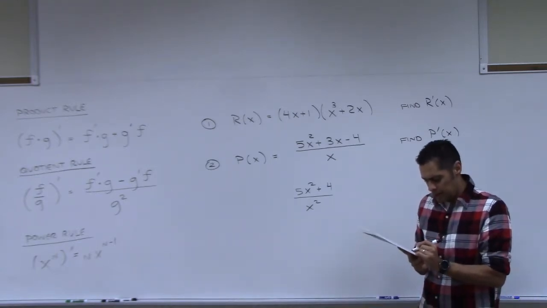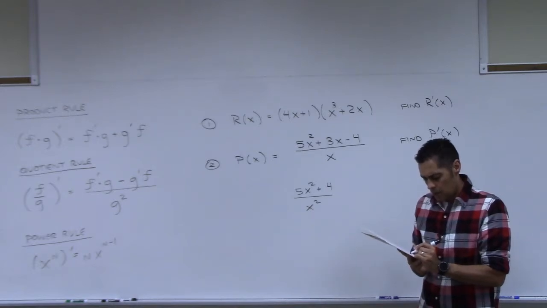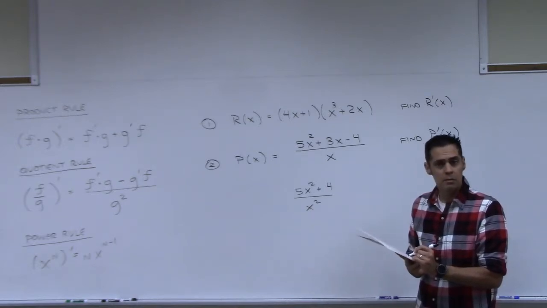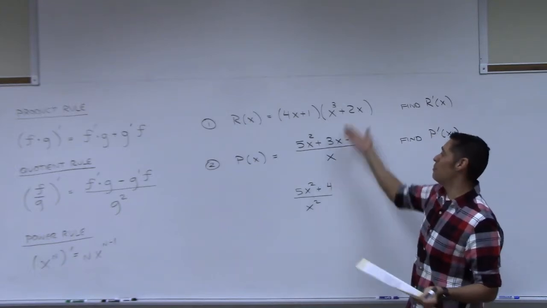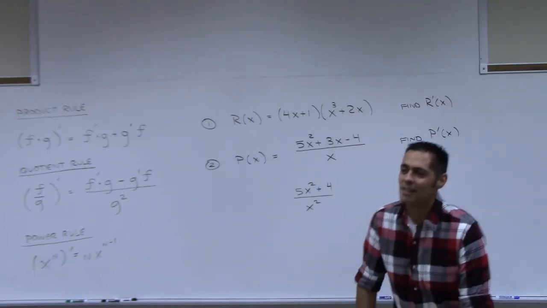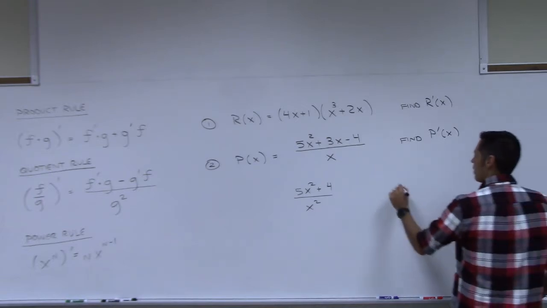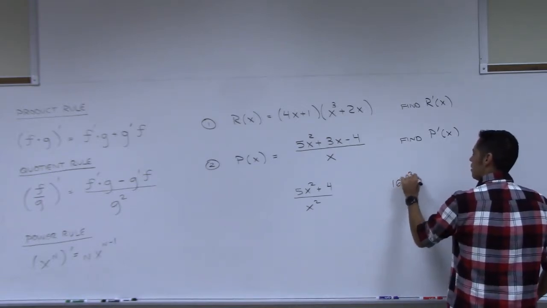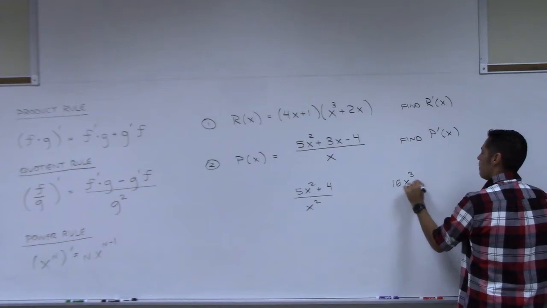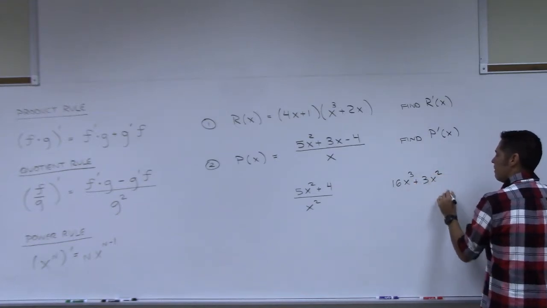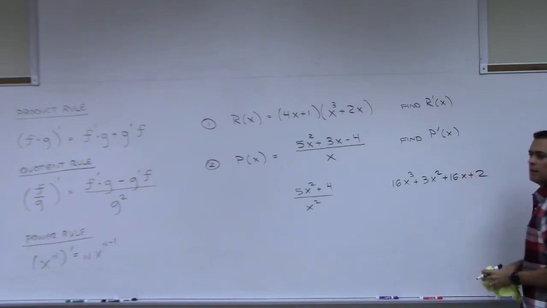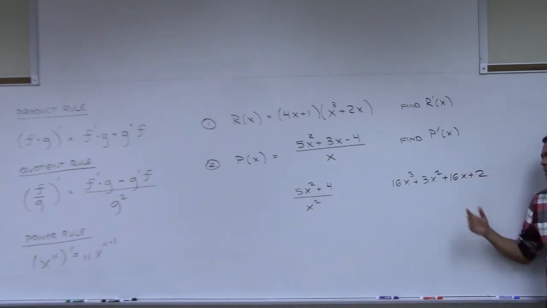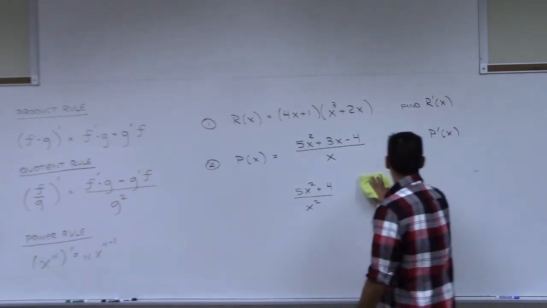And let's see here. Armando. Where's Armando? You got picked for the second one, but you get the first one now. 16x cubed, 3x squared, plus 16x plus 2. Okay, agree? Okay, all right, good.